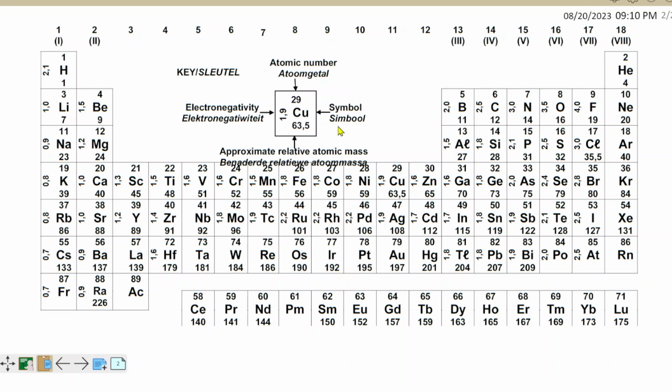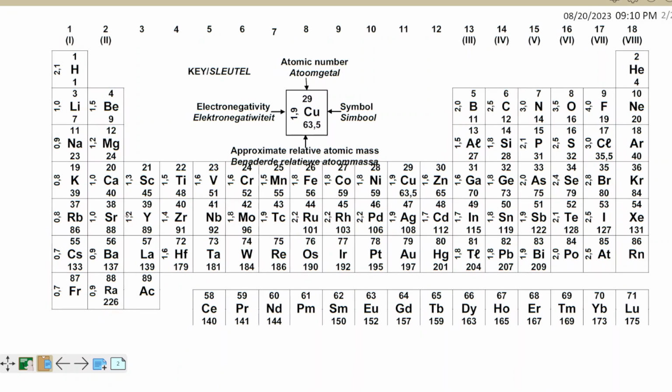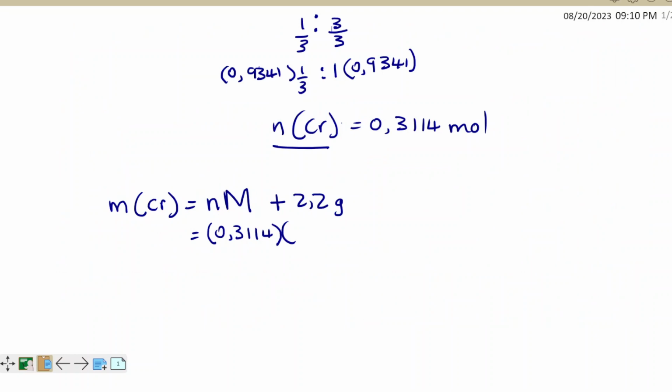Okay, let's quickly check the molar mass of the chromium. I think it's this one. So the molar mass of the chromium is 52. So to find now the mass of the chromium, we said number of moles of the chromium times the molar mass, and we add that 2.2. So the number of moles is that 0.3114. We substitute it here. The molar mass is 52. Then don't forget to add that 2.2 grams.